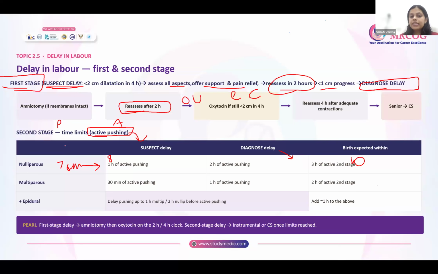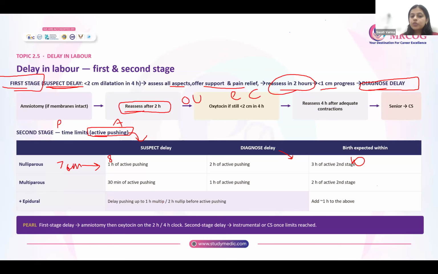So that's why it is said: suspect delay after 1 hour of active pushing, diagnose delay after 2 hours of active pushing, and birth is expected within 3 hours of active pushing, that is, the active second stage. Now, in multiparas, the things will be slightly different. The things will be halved.